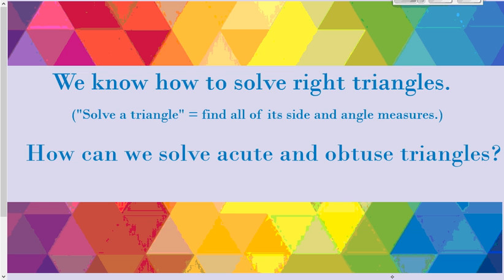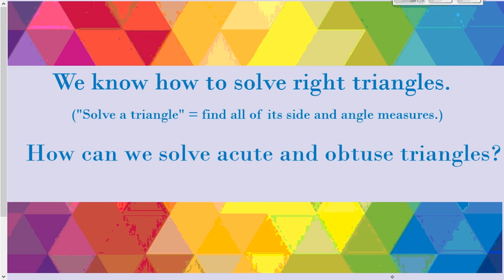Okay, so this video is going to be the proof of the law of sines. Why do we need the law of sines? We can use our basic trigonometric ratios of sine, cosine, and tangent to solve triangles, which means if you're given certain side and angle information, you can use those ratios to find all the rest of the sides and the angles. However, those only work for right triangles.